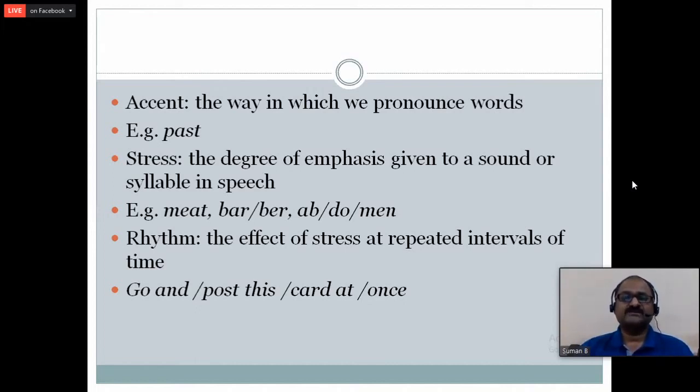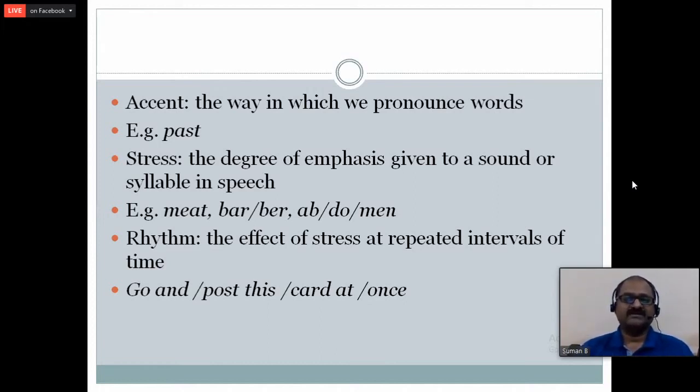If you notice this example, "Go and post this card at once," right? If you know the right way of using this, if you follow the right stress patterns, this sounds like "Go and post this card at once, go and post this card at once."